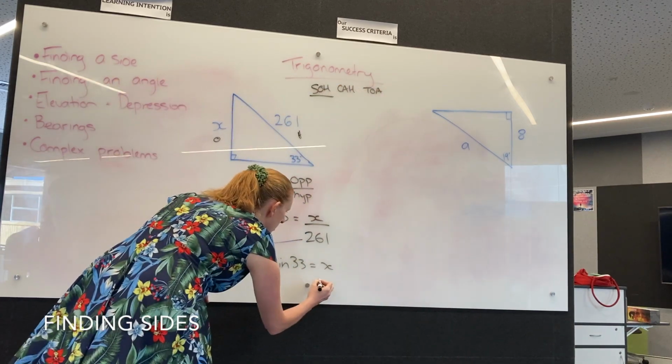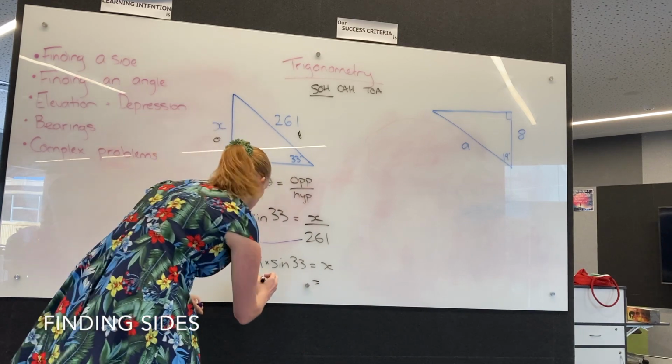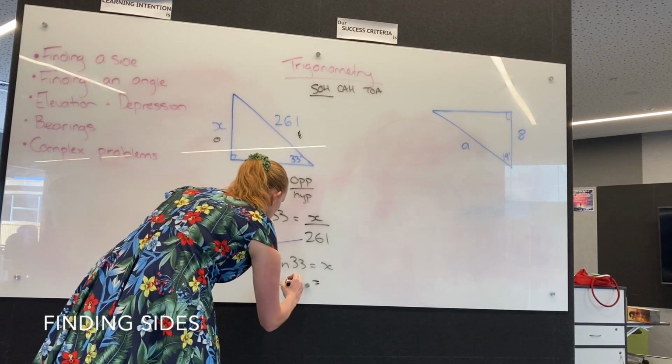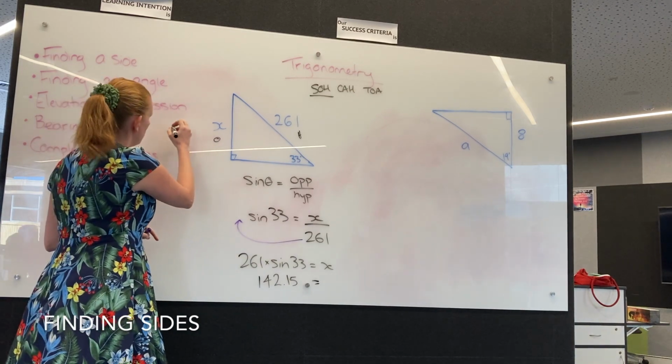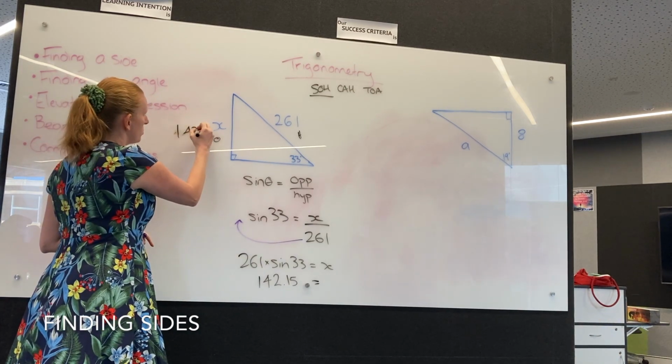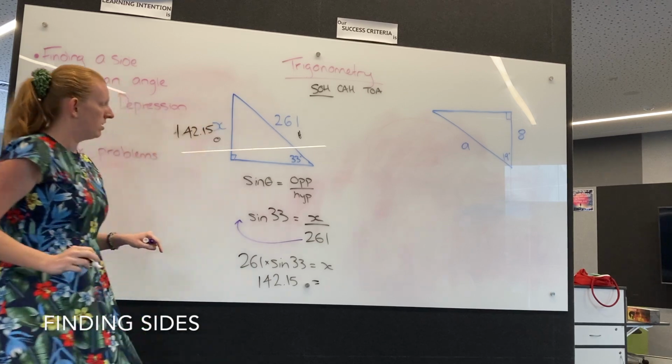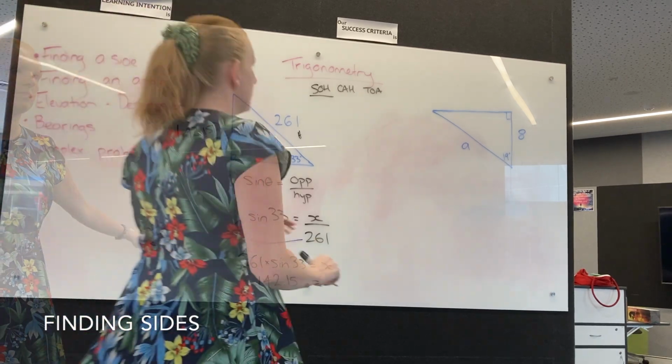142.15. So that's how big this side is. So the answer is 142.15. Great. Any questions about that? Now let's do this one.